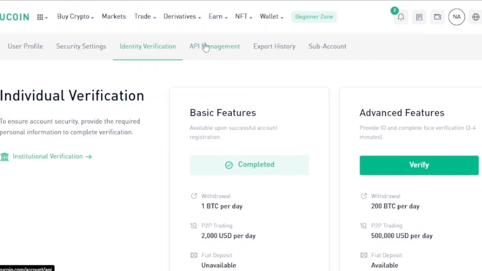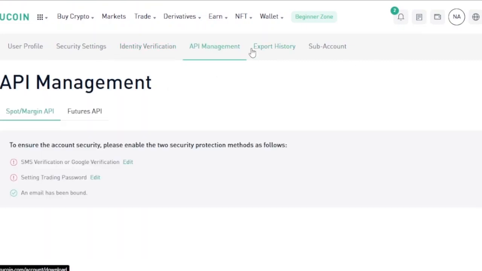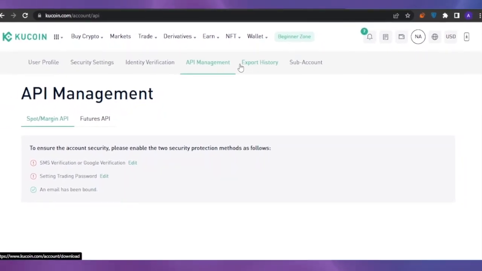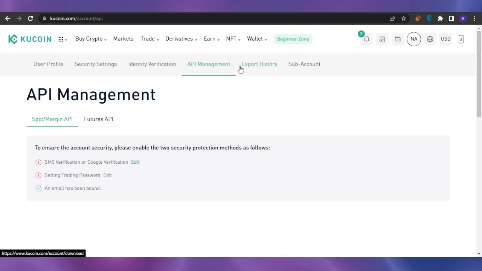Then you have your API management. In this, you can manage all of your APIs to ensure account security. Please enable the two security protection methods as follows: the SMS verification or Google verification, and setting the trading password. So this basically decreases the risk of any kind of theft from your account.